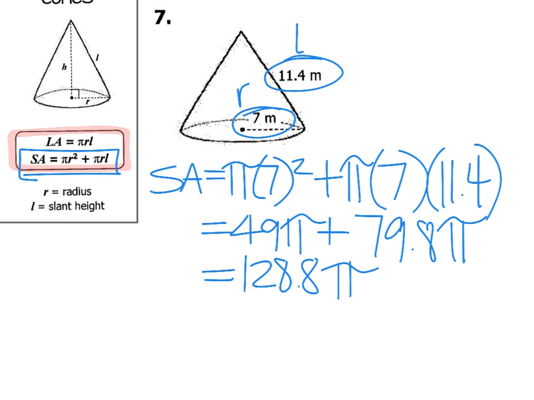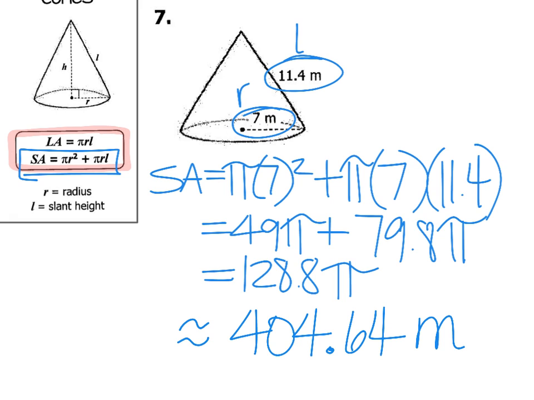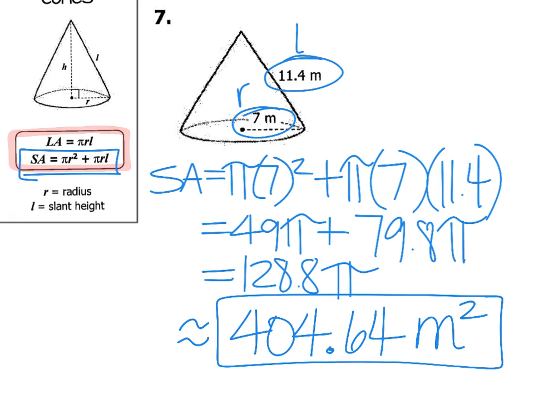But then we want to estimate, so we want to plug it in, go all the way. 128.8 times pi. It's going to give us approximately 404.64. All right, you don't need to go past the hundredths place and meters squared because we're talking about surface area. All right, and we're done.